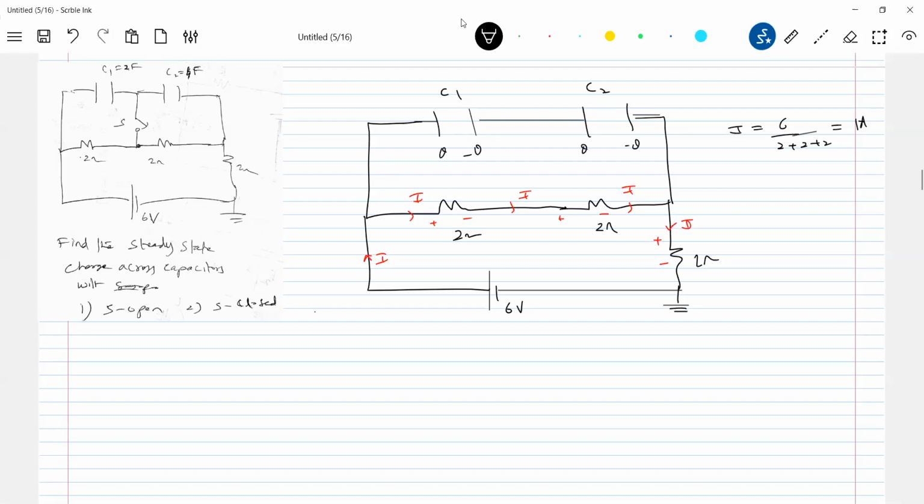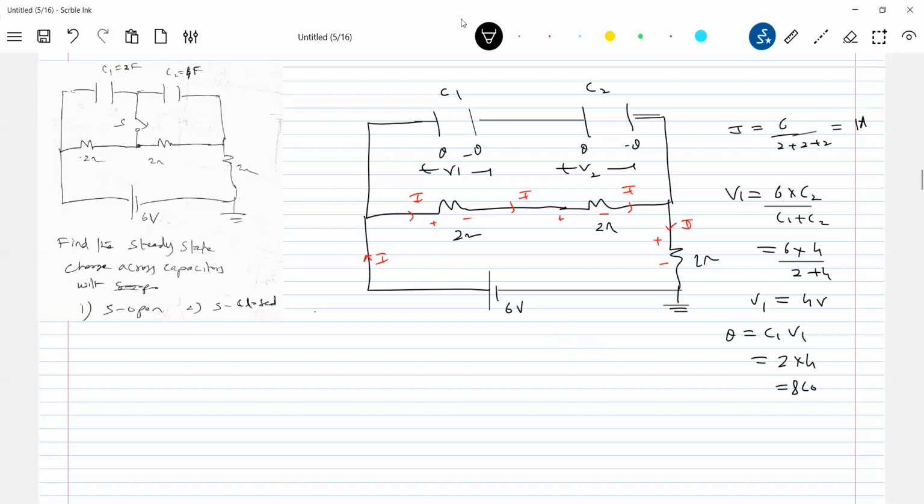You can use the potential divider formula or anything; it's left to you after this. So what is V1 equal to? 6 into C2 by C1 plus C2. C2 is 4, so 2 plus 4. This will be 4 volt. So what is the charge equal to? Q is equal to C1 into V1, which is 2 into 4, 8 coulombs. This was the steady state charge across them.